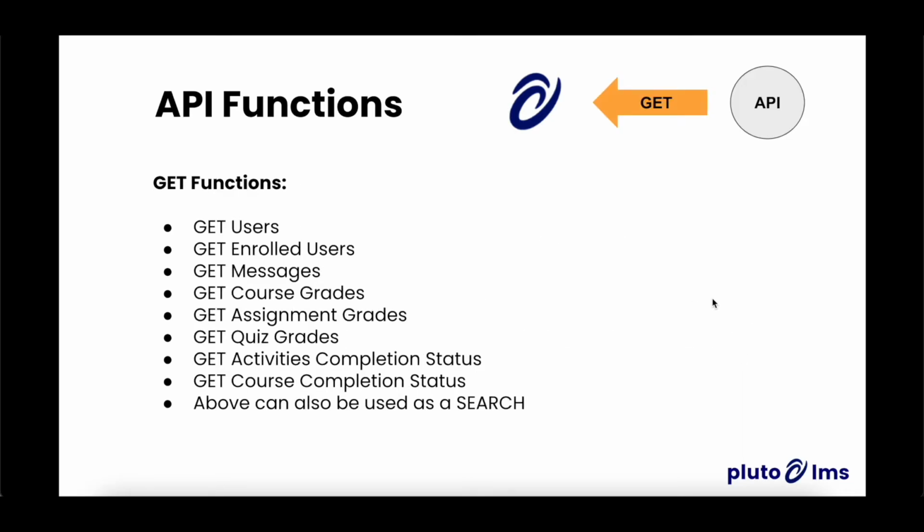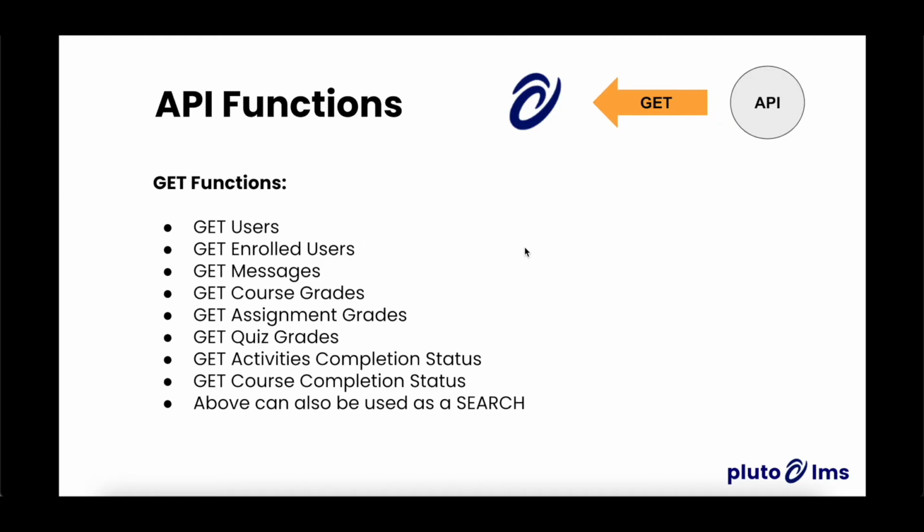Some of the get functions are going to pull information from Pluto LMS. So effectively, you can get users from the system. You can also find a list of enrolled users in the system. So you might want to find how many users are enrolled into a particular course. You want to pull that list out, and you also want to understand who those users are. So you can get that from the system.